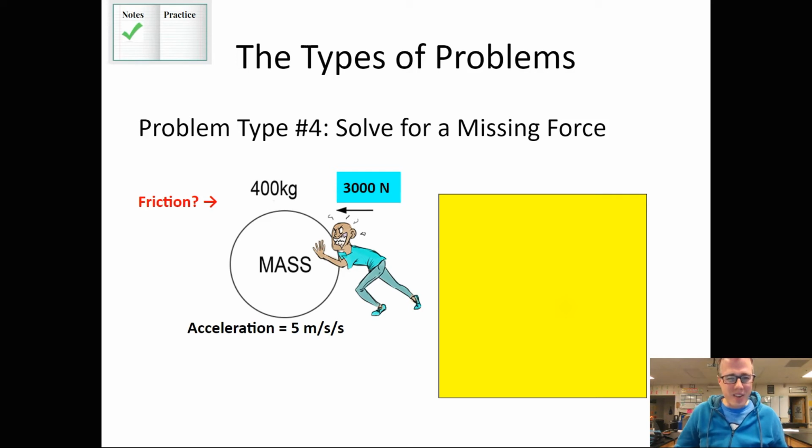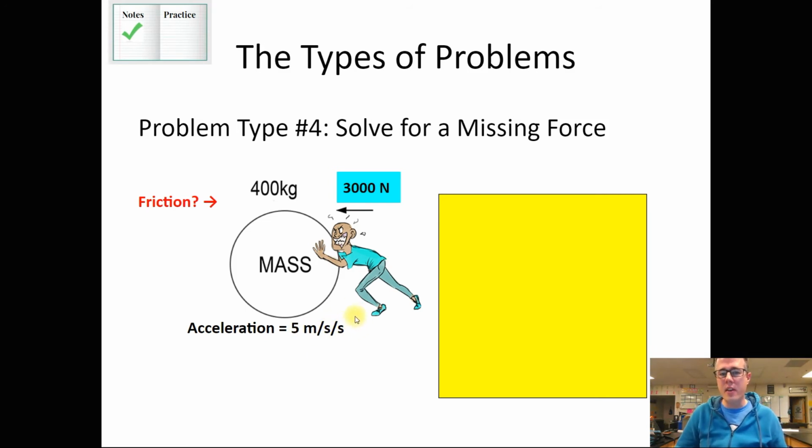So this one's complicated because there's a lot of parts. We've got the same guy as a few questions ago who's pushing a boulder. And we're being told that the boulder is 400 kilograms. This time, I guess he's been working out. Now he's pushing with 3,000 newtons. And the boulder is accelerating with 5 meters per second squared of acceleration.